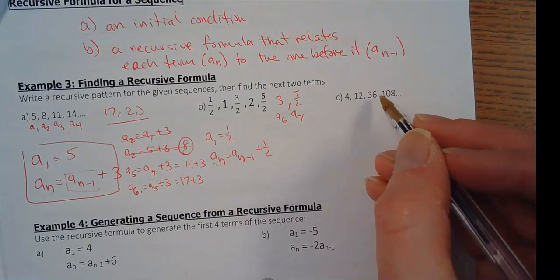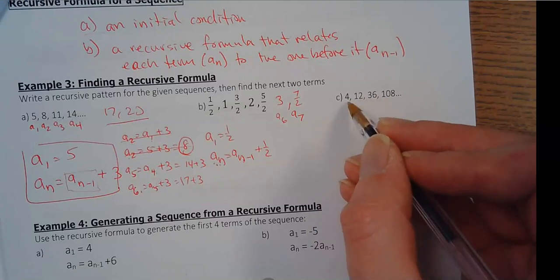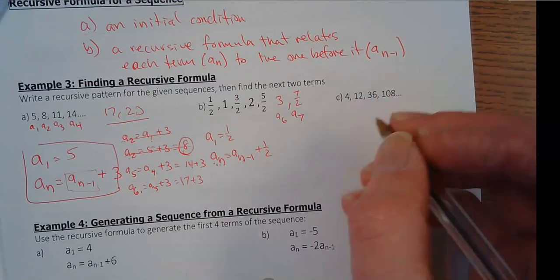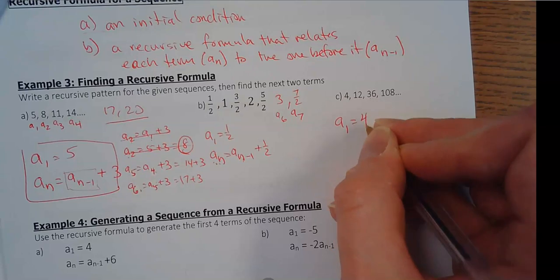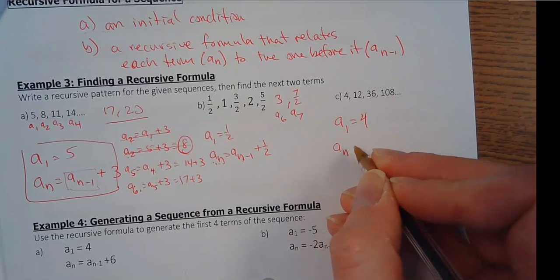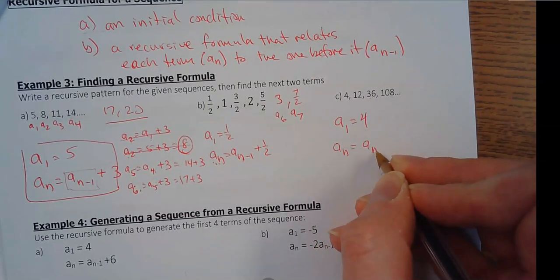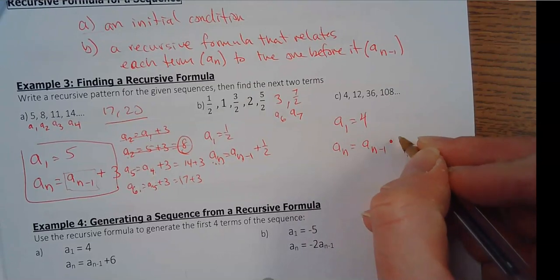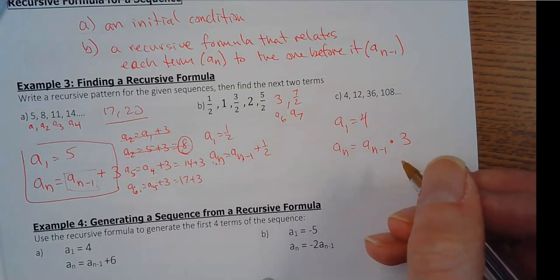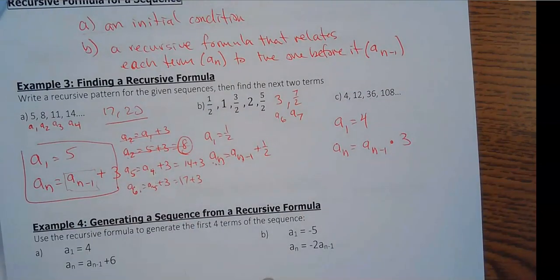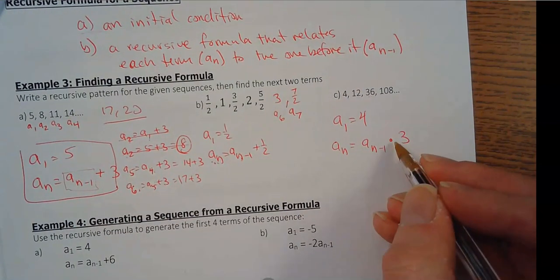Okay, what's going on here? I'm not adding something. It looks like I'm multiplying by 3. So the first term is 4. Then any term you want to find is the previous term times 3. Okay, so a sub n minus 1 times 3.